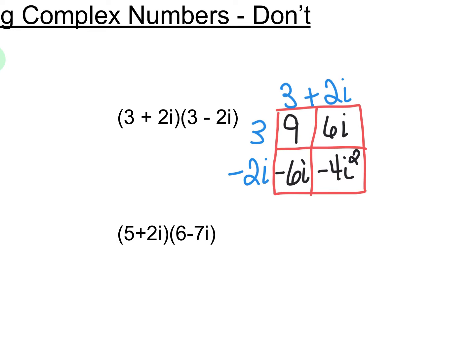We need to remember that when we're looking at this, i squared is negative 1, so we're going to have negative 4 times negative 1. So this is just going to equal positive 4. And essentially when you're multiplying by i squared, all that it really does is switch the sign from negative to positive or positive to negative. If we combine our like terms, we have i's here, negative 6i and positive 6i. Those are going to be canceling. And then we have 9 and positive 4. So our answer is just going to be 13.